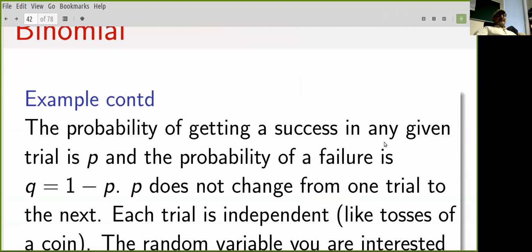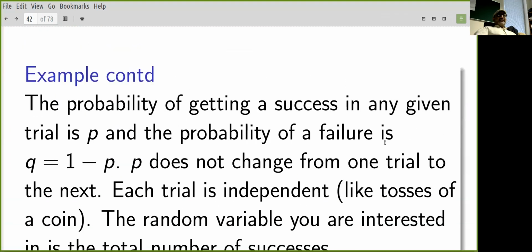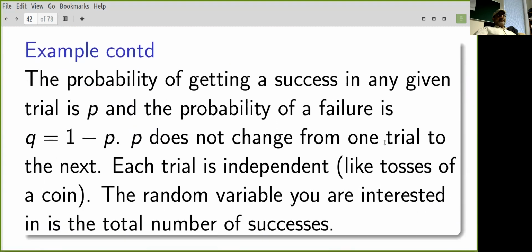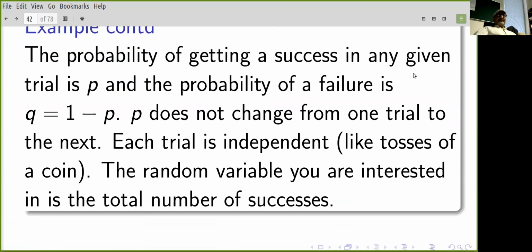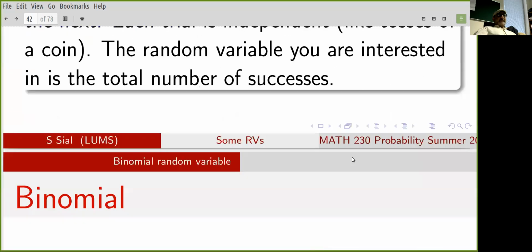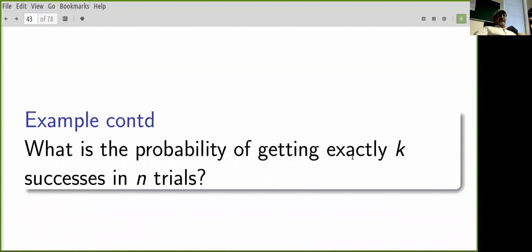So we generalize a bit now. We're not going to call things H and T. We're going to call them successes and failures. So the probability of getting a success in any given trial is p, and the probability of getting a failure is q, equal to 1 minus p. We're assuming that p does not change from trial to trial. Each trial is independent, like tosses of a coin. The random variable you are interested in is the total number of successes. So what is the probability of getting exactly k successes in n trials?